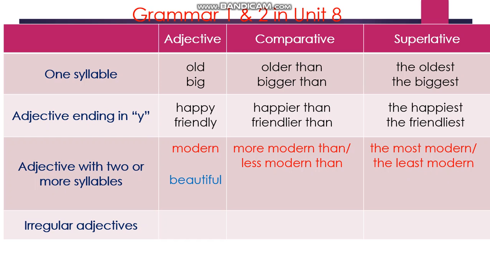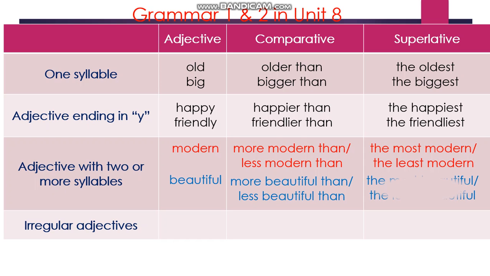And the adjective beautiful has three syllables. You can say more beautiful than or less beautiful than. And superlative, we can say the most beautiful or the least beautiful.